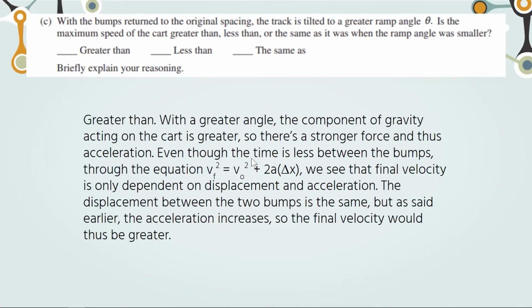Through the kinematic equation, final velocity squared equals initial velocity squared plus 2a times the displacement, we see that the final velocity is only dependent on displacement and acceleration. The displacement between the two bumps is the same, which is delta x. But as said earlier, since the acceleration increases due to the stronger component of gravity, the final velocity would thus be greater. That's why we can check off greater than as well.